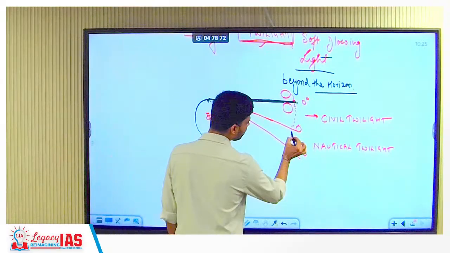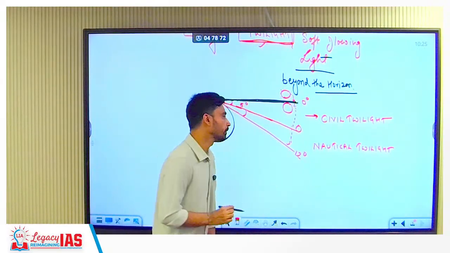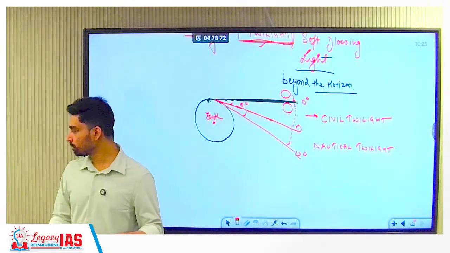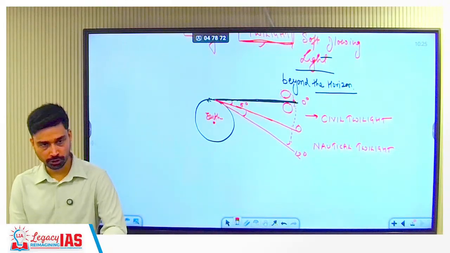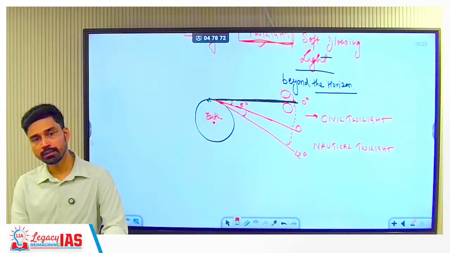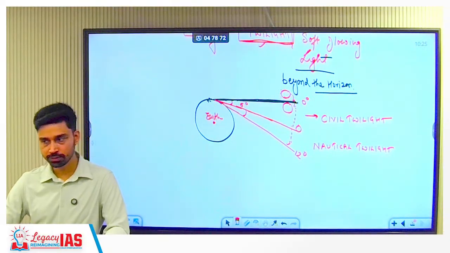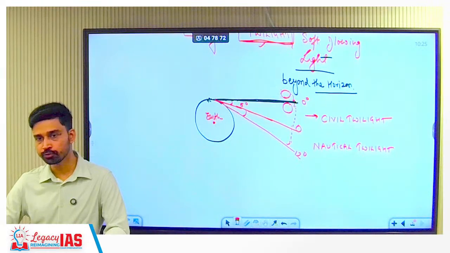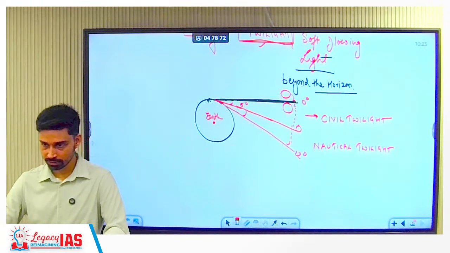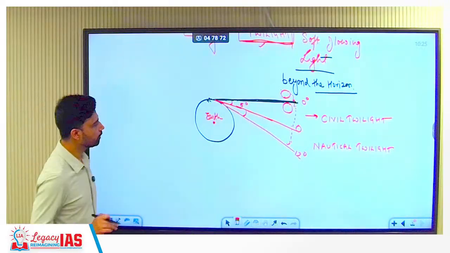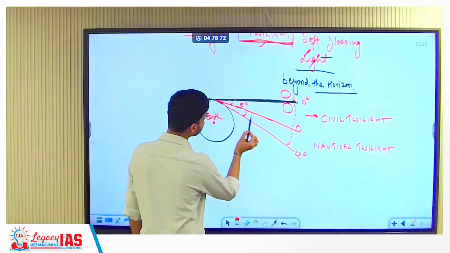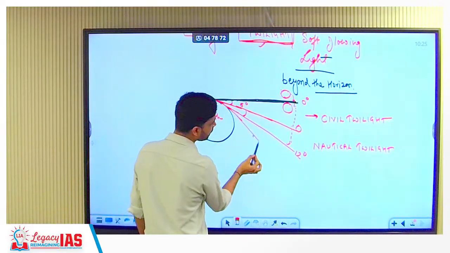Nautical twilight. Why nautical? Nautical refers to which area? Which part of the earth do we use the term nautical for? The ocean. That means only when you are far in the ocean will you be able to see a soft glowing light in the sky. From the ground surface, from the land mass, what would you see? You will see complete darkness taking over. That is the reason we call it nautical twilight. 0 to 6, civil twilight. 6 to 12, nautical twilight.